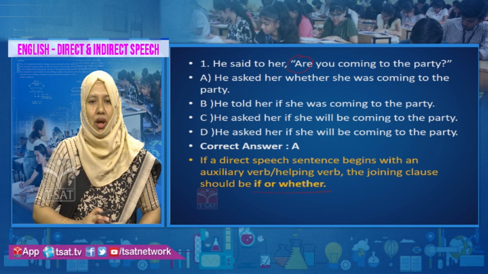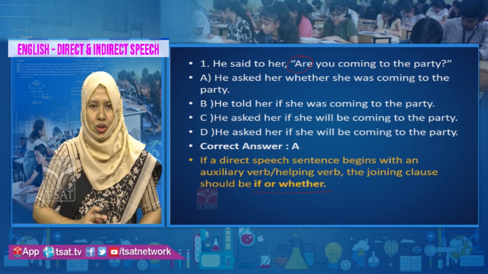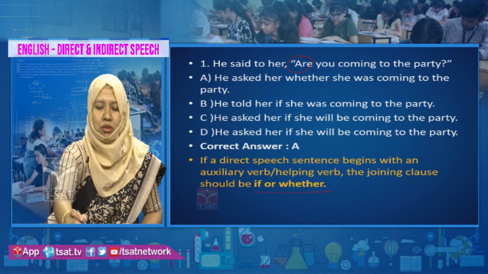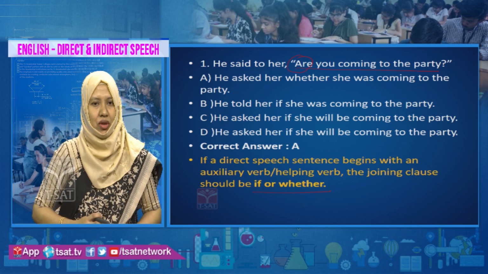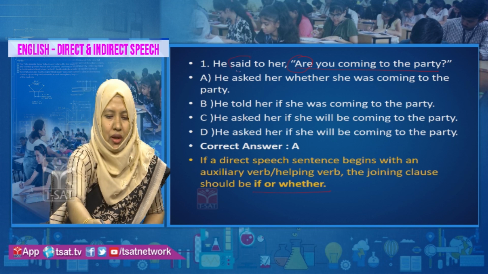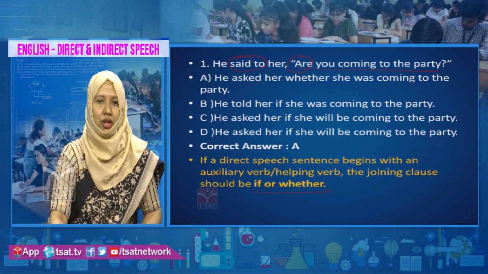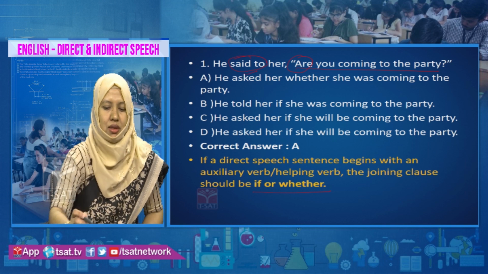If you look in option A, he asked her whether she was coming to the party. Are you coming to the party is a question you are asking someone. So, here the reporting verb said to will change to asked.